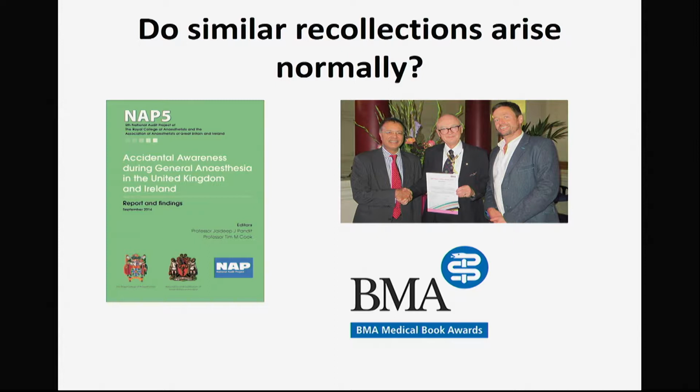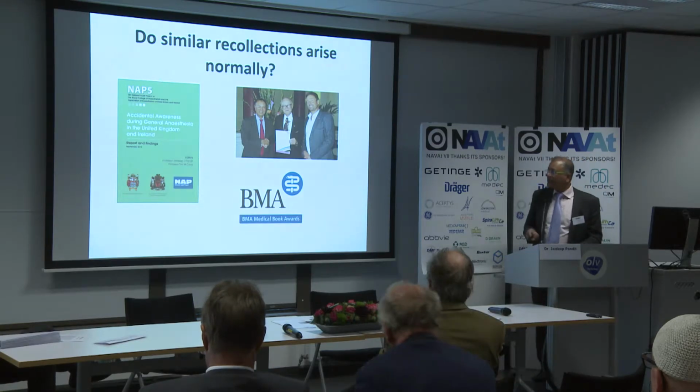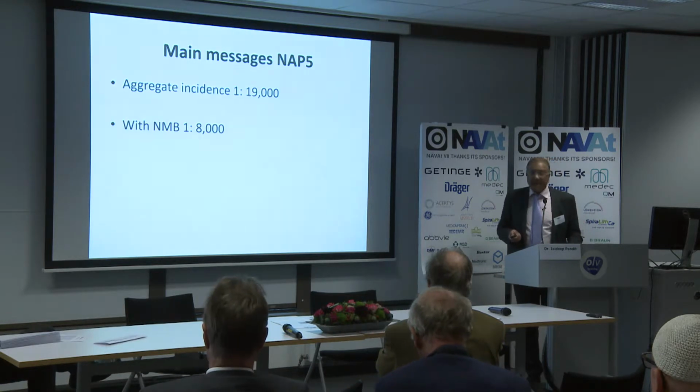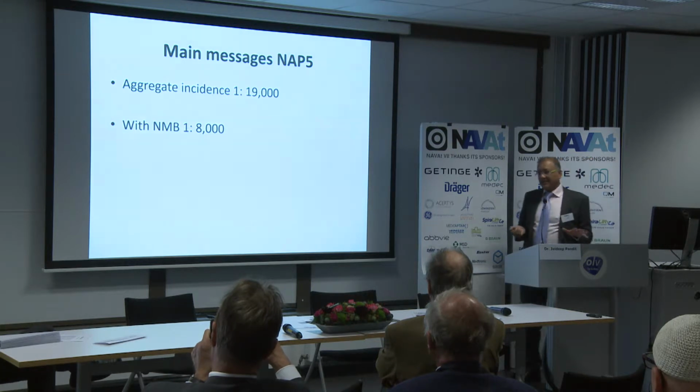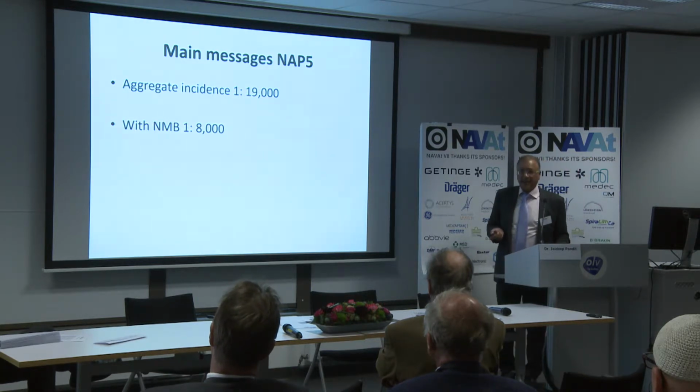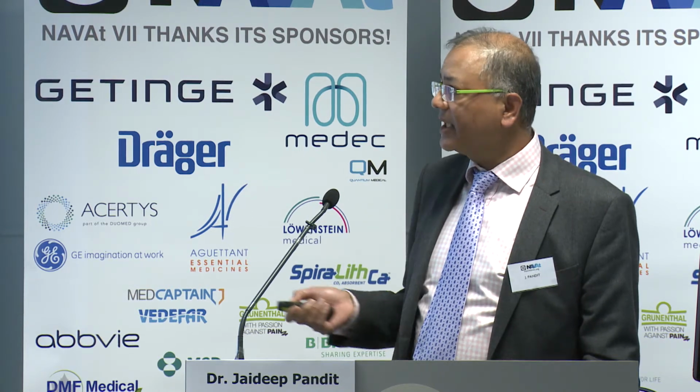Okay, what about other recollections, in the normal world when we don't do an isolated forearm? Well, here I draw on our experiences with the NAP5 report, the largest study into accidental awareness, and the main message was around the use of neuromuscular blockade. You don't get accidental awareness if you don't use neuromuscular blockade. That's the message of NAP5. It's all related to neuromuscular blockade. And the distress is due to that sensation of paralysis when they accidentally waken. Not so much pain, but paralysis. So that is the cause of accidental awareness.